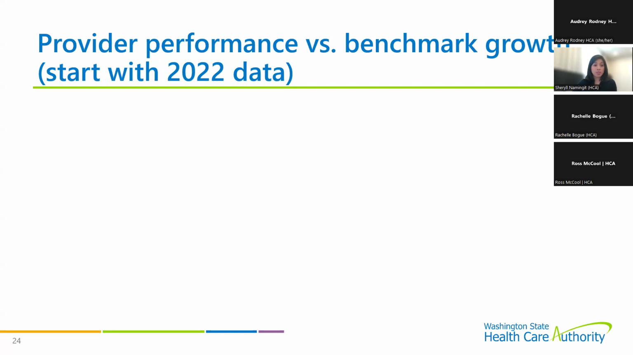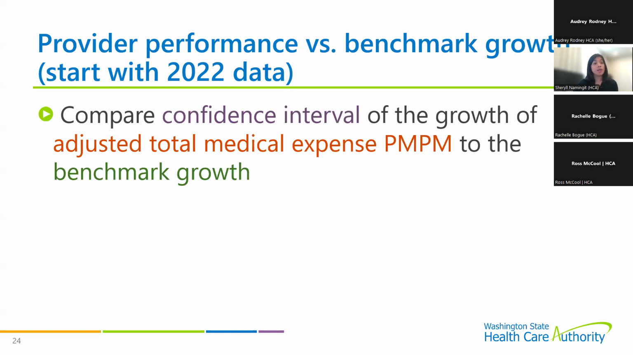So starting with 2022 data that is being collected by this ongoing data call, we will have public reporting wherein we're going to compare provider performance versus benchmark growth. And we will do that by comparing the confidence interval of the growth rate of the adjusted total medical expense per member per month to the benchmark growth. So let's dissect some of the important concepts in this phrase.